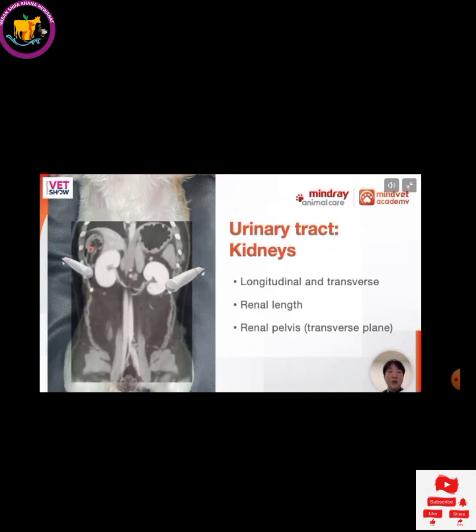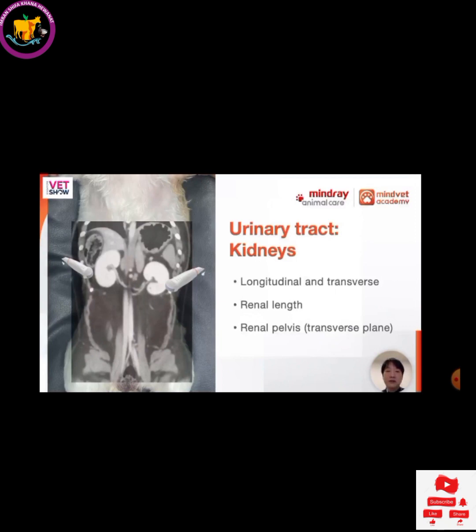The kidney should be examined in both longitudinal and transverse planes, and its length should be measured in the longitudinal plane. The renal pelvis should be measured in the transverse plane. The shape, cortical echogenicity, and corticomedullary distinction should be recorded.